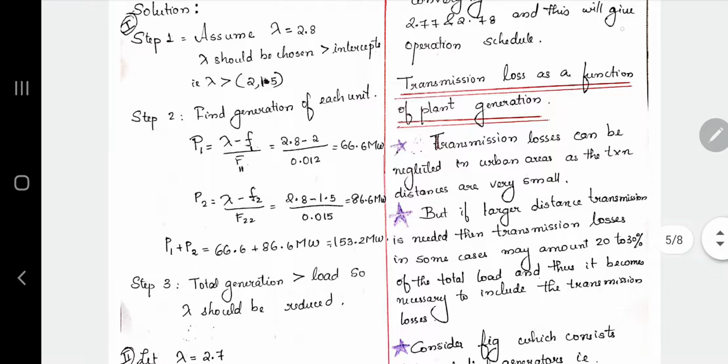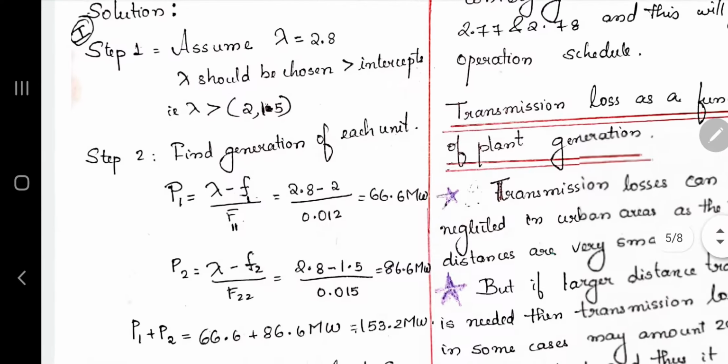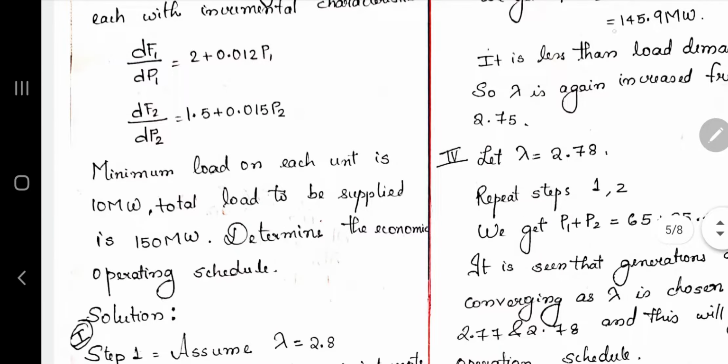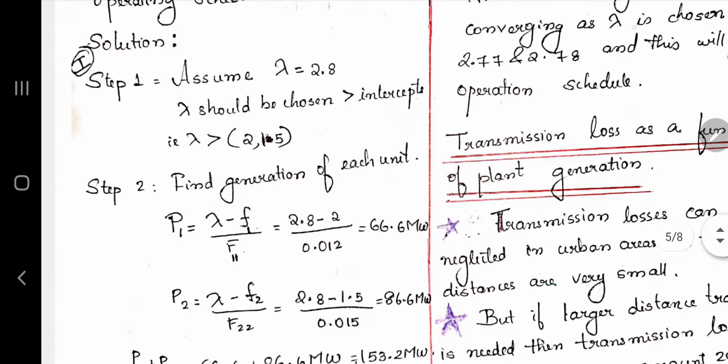Step 1, we have to assume the lambda value. The lambda value is normally selected such that it is greater than all the intercepts of the given generators. Here you can see in the problem this is the incremental characteristics, and the intercept for this one is 2 and the intercept for this one is 1.5. So we have to select the value of lambda such that it is greater than 2 and 1.5. Let us assume here that the lambda value is 2.8.